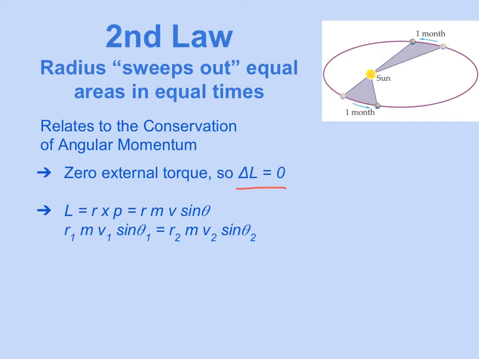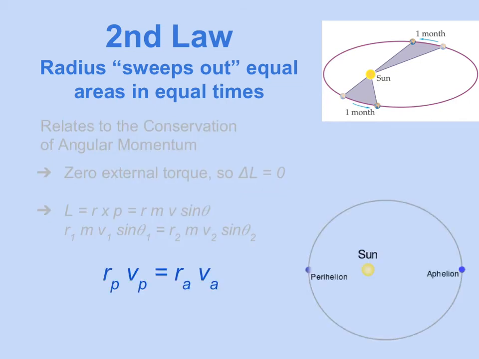It can get a little bit messy, but if we focus on two particular points, it actually simplifies quite a bit. We're going to focus on the point where the planet is closest to the sun. This is something called the perihelion, and the point where the planet is furthest from the sun, the aphelion. These are not terms you need to memorize. Again, some people are just interested in those sorts of ideas.